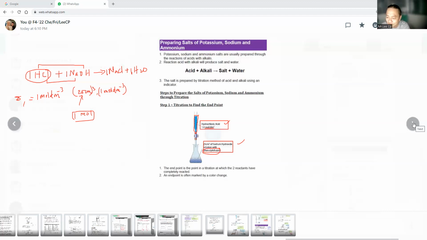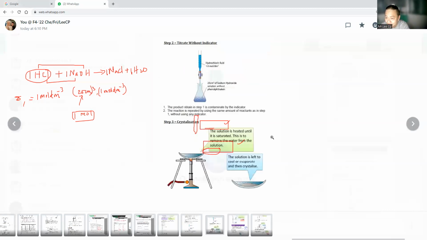This is how you do it. So the endpoint is often marked by the color change. When it changes color, it indicates that it is neutral already.